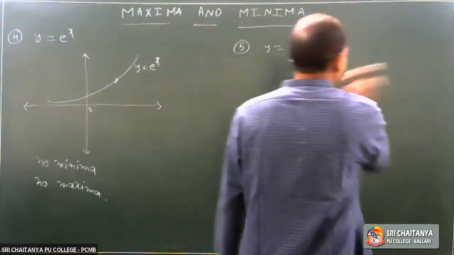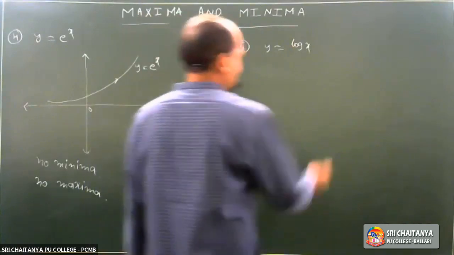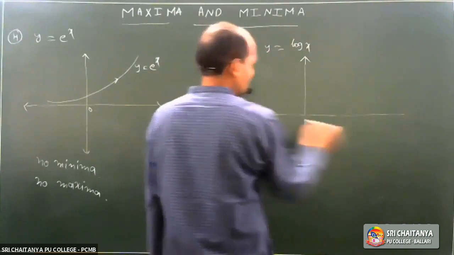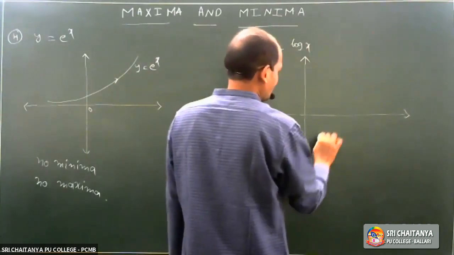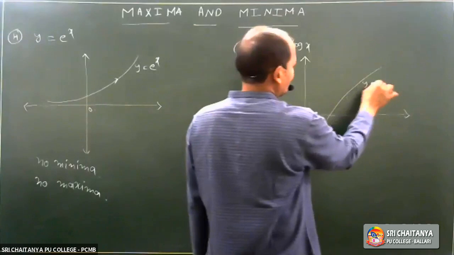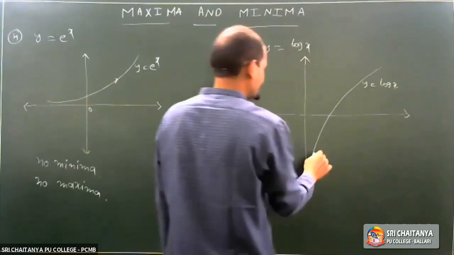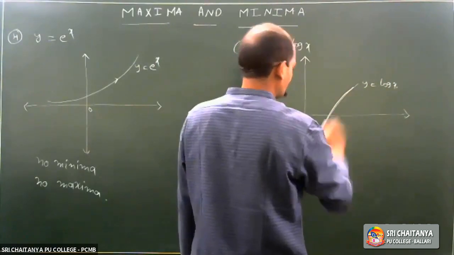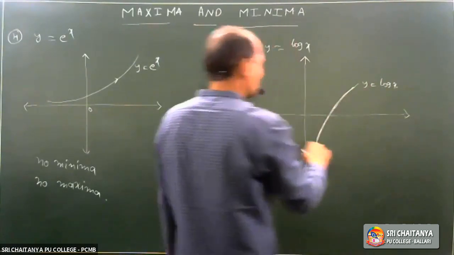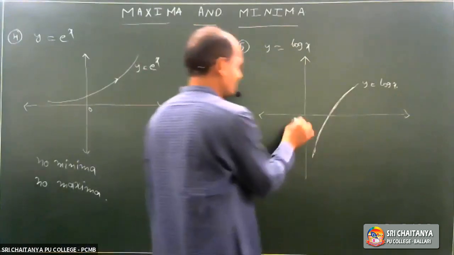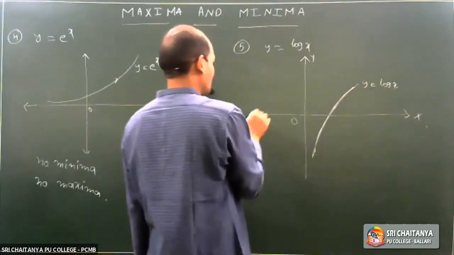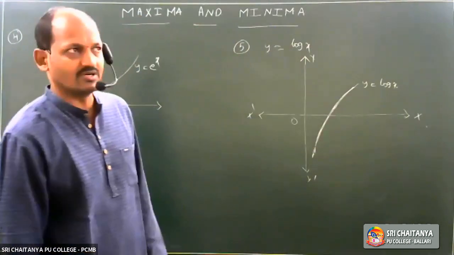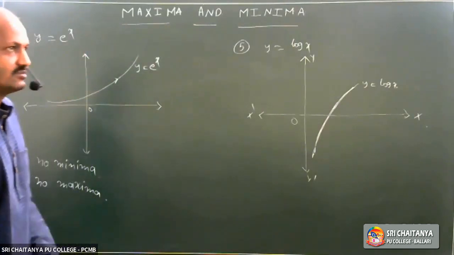Log x. Y is equal to log x. How to draw log? It is y is equal to log x. This curve also has no turning points. Therefore, this function, log x also, has no minima and no maxima.